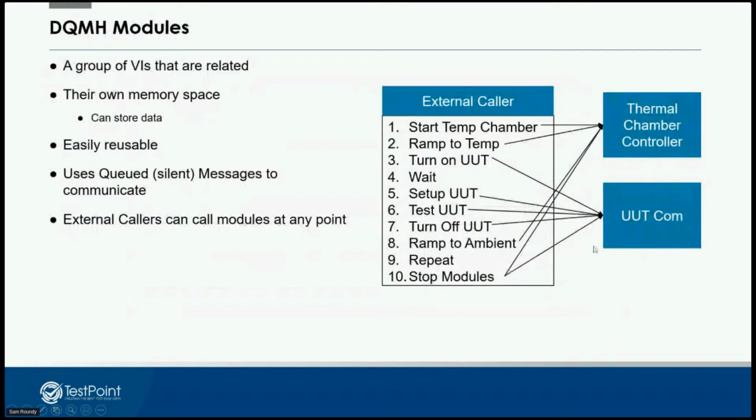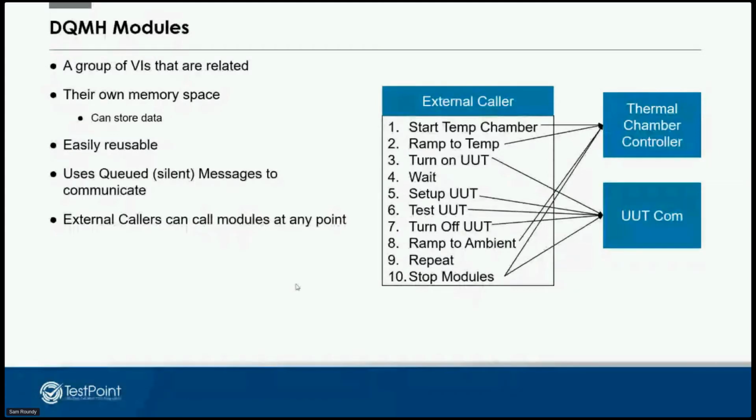So we'll follow that agenda. For those of you that aren't familiar, DQMH, Delacorte queued message handler, are these modules, and I think of them as standalone pieces of code with an API that you can call into, and they have their own memory space, almost like a functional global, but on steroids. They can store a lot of data. They can do a lot of functionality. They're easily reusable, which I think is appealing to a lot of people.